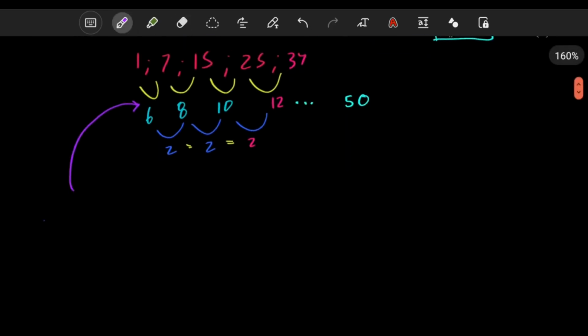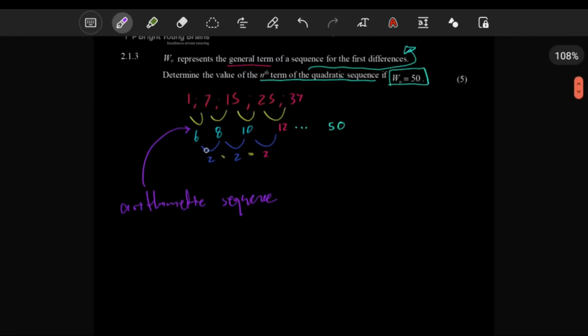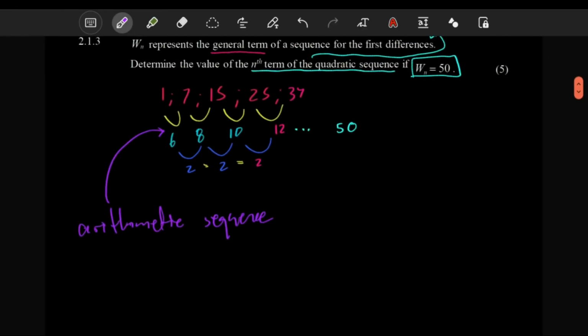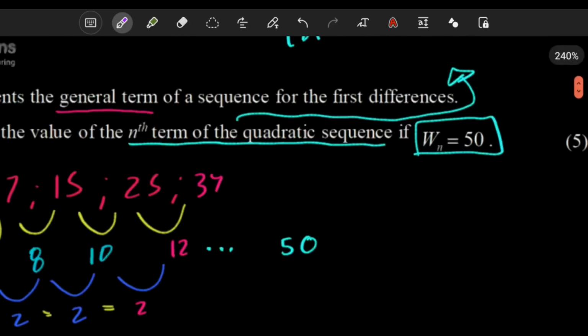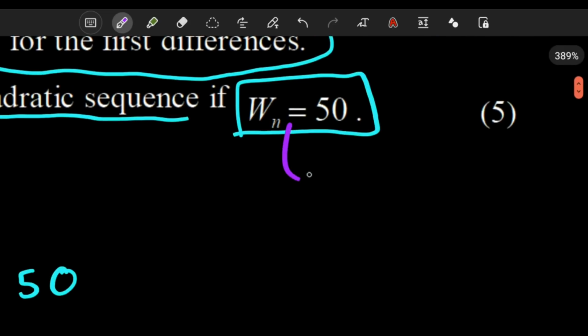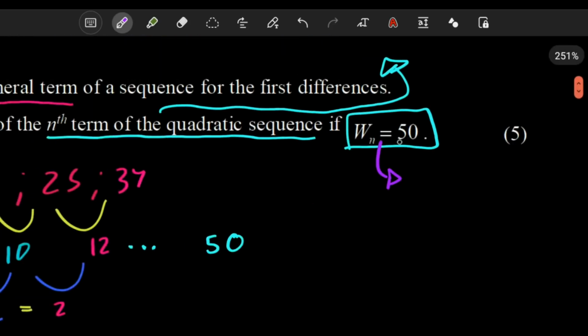Let's put here arithmetic sequence. You see, it's an arithmetic sequence. So being an arithmetic sequence, it obviously has a general term of Tn is equal to a plus n minus 1 d. So they said here we should determine the value of the nth term of the quadratic sequence if Wn is equal to 50. So we just have to find out what Wn is equal to 50 produces.